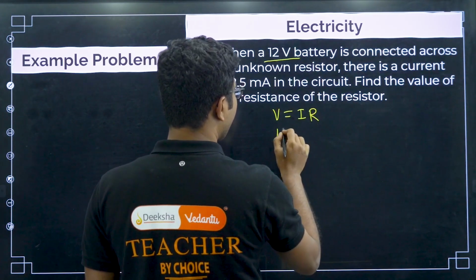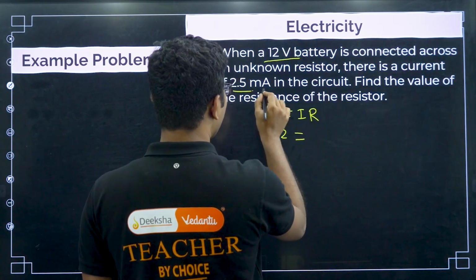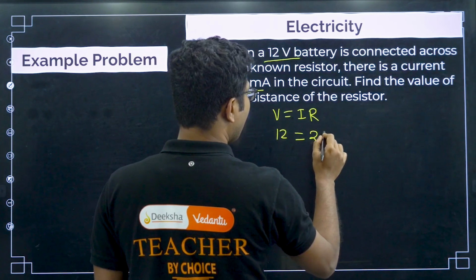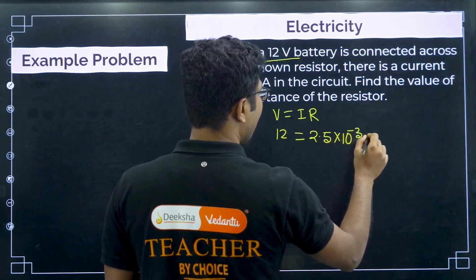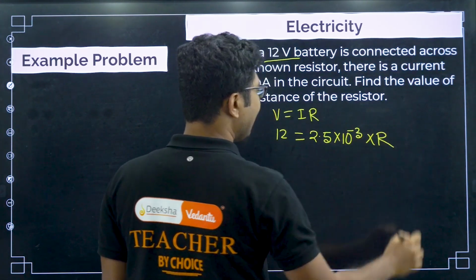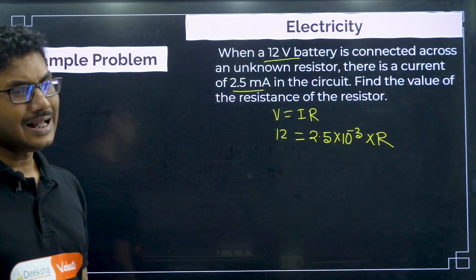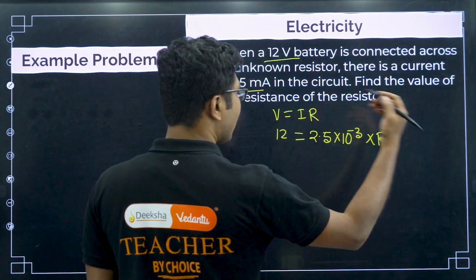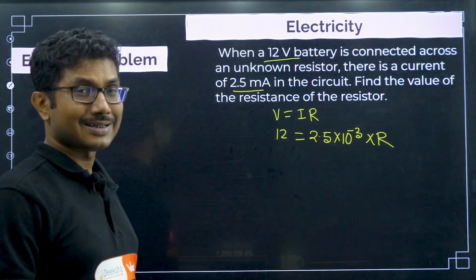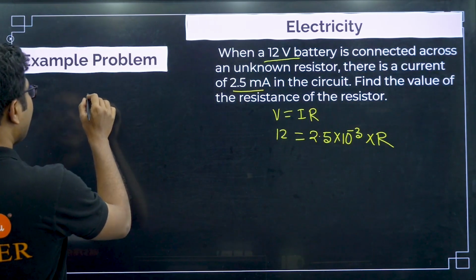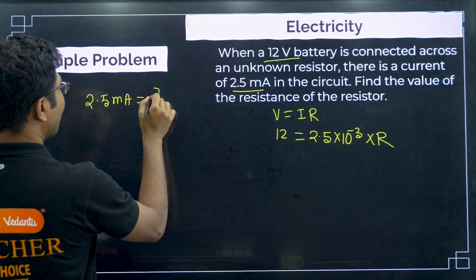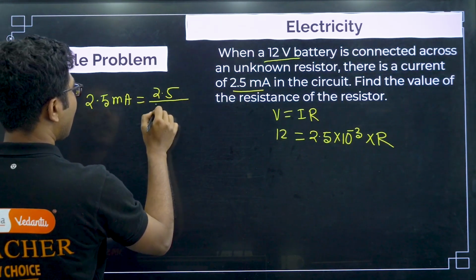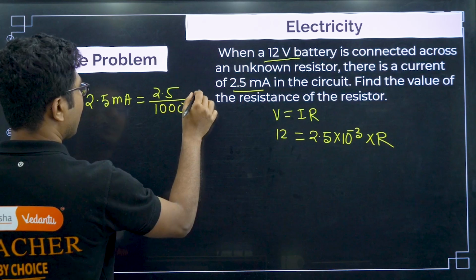Battery voltage is given as 12 volt. I is given as 2.5 milliampere. 2.5 milliampere means you have to use this. Milli means 10 to the power of minus 3, right. If you are not familiar with 10 to the power of minus 3, then what you can do is write that 2.5 milliampere is basically 2.5 divided by 1000 ampere.